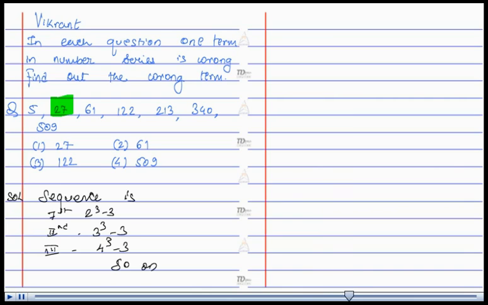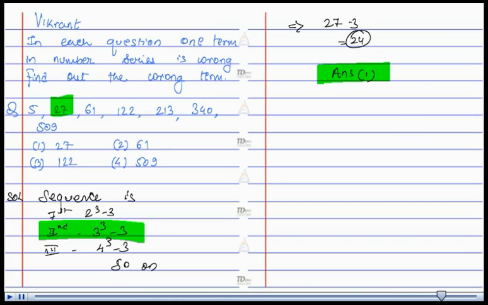27, because instead of that it should be 3 cube minus 3, that is 27 minus 3, which will give you 24. Therefore the answer is first, that is the first term is wrong in the series. Instead of 27 there should be 24.